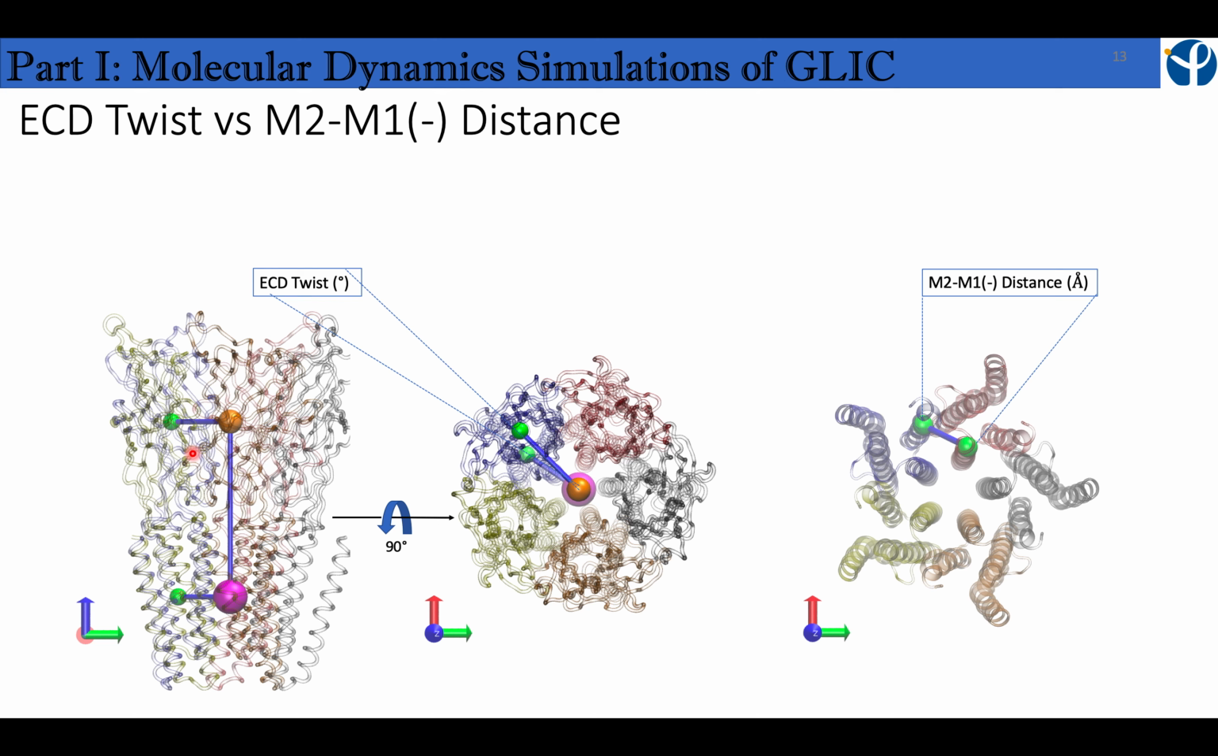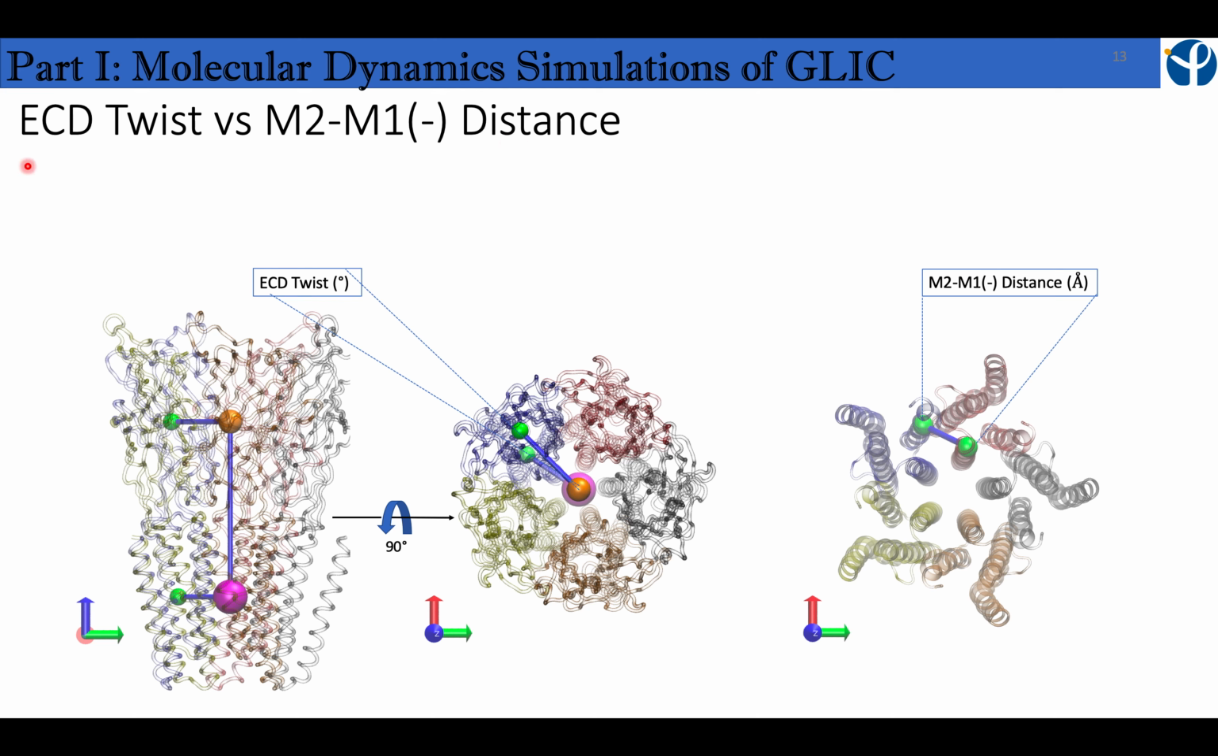We decided to use some other parameters except pore radius to see, okay, pore radius is not changing, but what if the change is happening in just individual chains? To see that, we use two parameters. One of them is ECD twist, and the other one is M2 M1 distance.